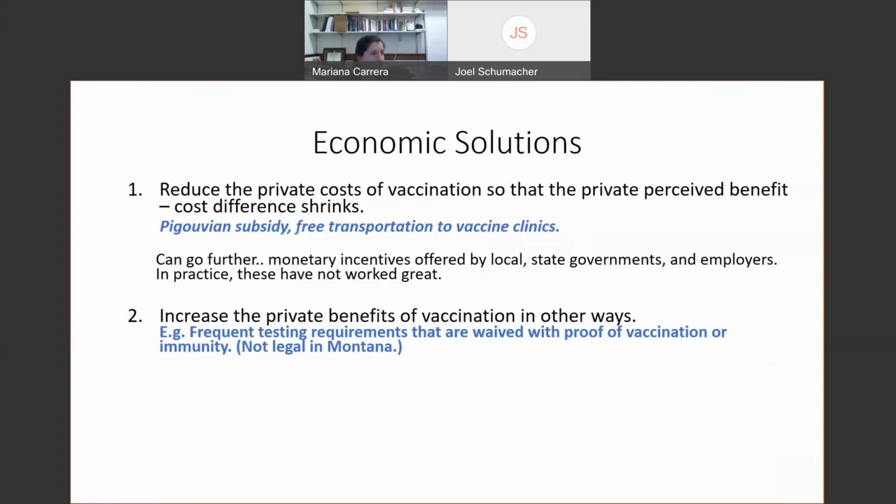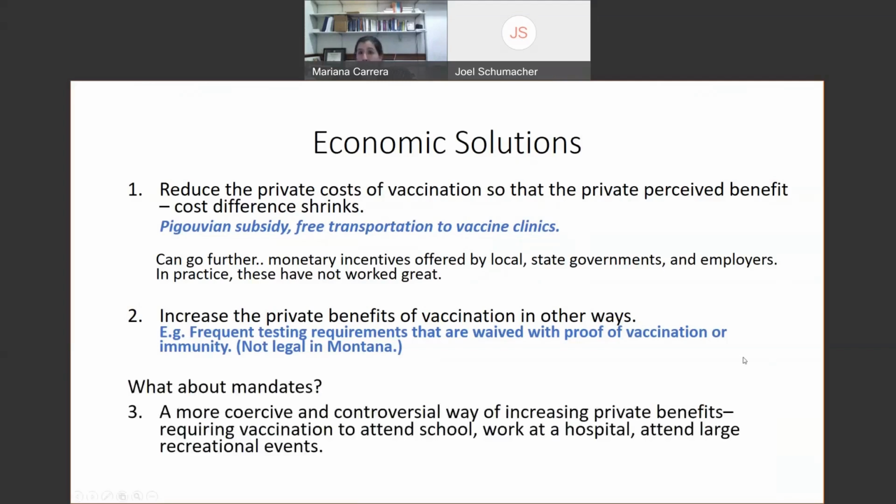Travel requirements. I've heard of many people who were initially hesitant to get vaccinated, but chose to get vaccinated when they realized that they wanted to travel to Canada and they'd need to show proof of vaccination to do that. And then lastly, I'll mention mandates, which are very much in the news and are a pretty controversial way.